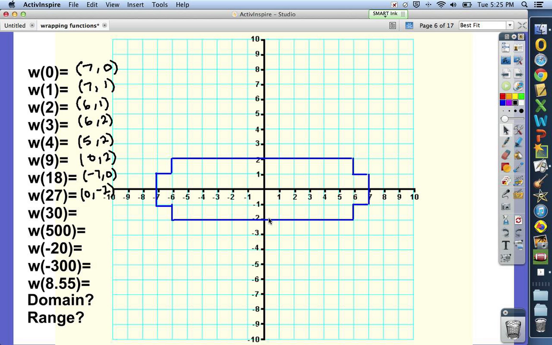A wrap of 30, I'll just note that a wrap of 27 brought me down to (0, -2). So 3 more units, 1, 2, 3, would bring me to the point (3, -2).